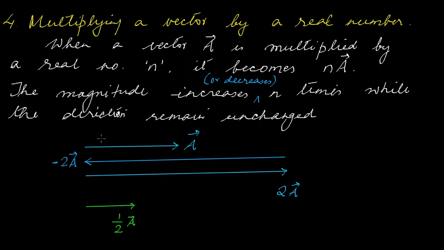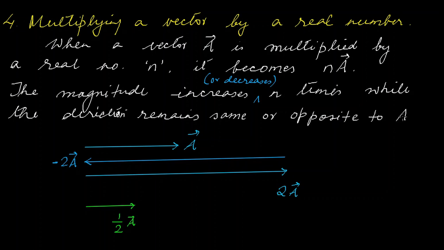Let me rub off this part. While the direction remains same or opposite to a bar, it will remain same if you multiply with a positive number. It will be opposite if you multiply with a negative number. So that is one important point that I nearly missed out.